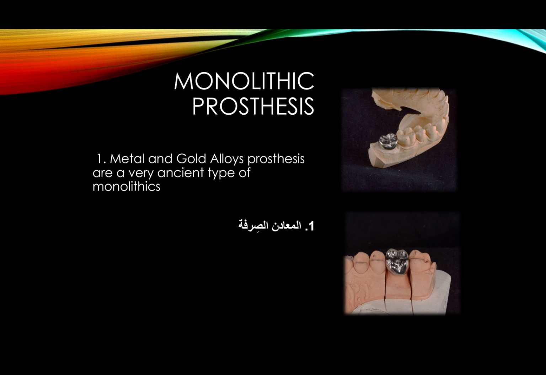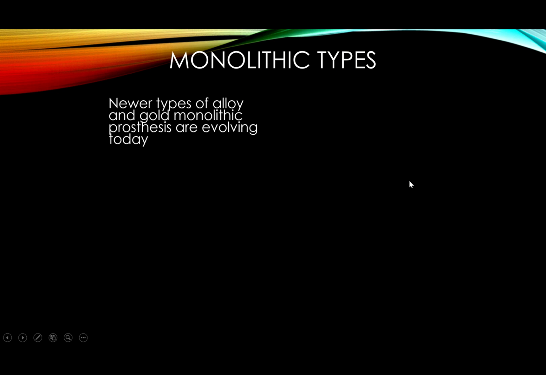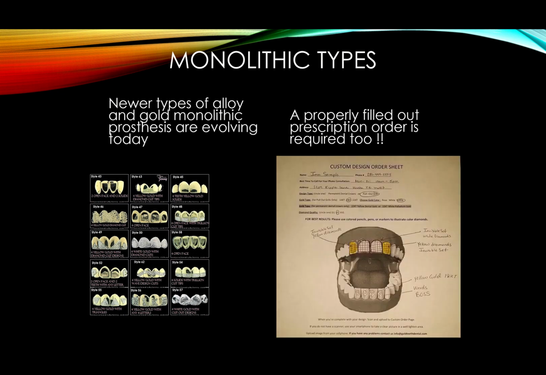It's very beneficial to look at. We will look at it at the end of this lecture, hopefully. So like we said, there is monolithic alloys, but since we're talking about monolithic alloys and gold monolithics, we can take a look at this too. Custom design order sheet for grills.